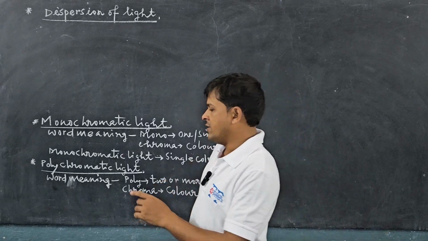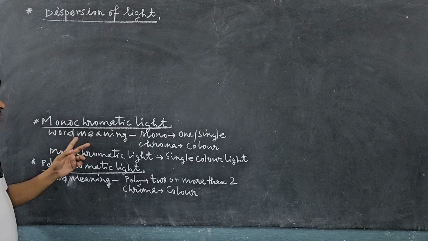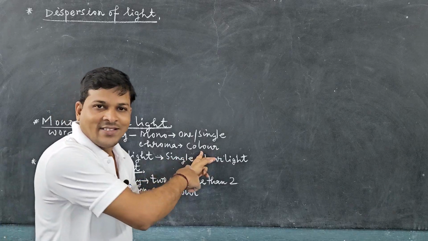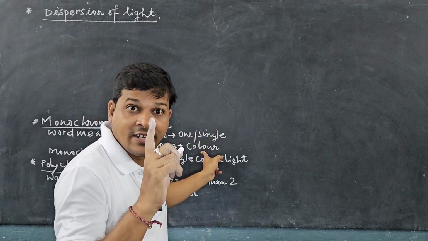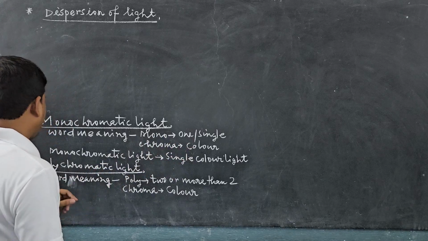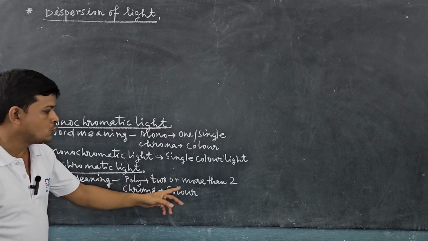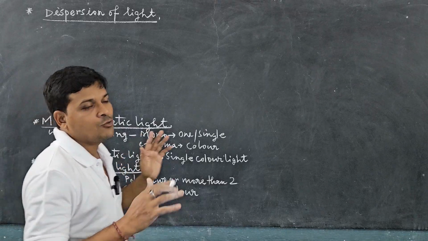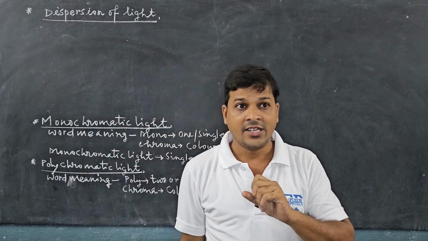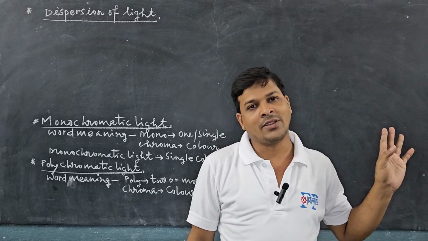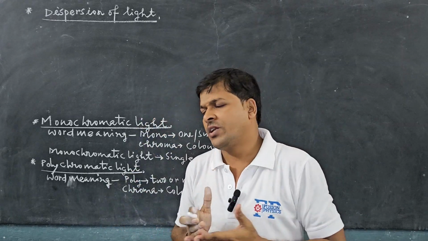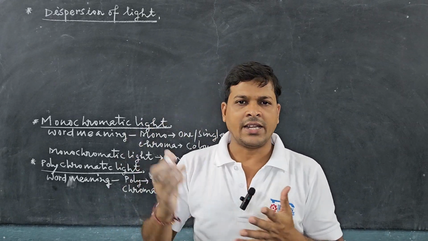Okay, there is a particular word meaning. In monochromatic, mono means one or single, and chroma means color, a Greek word. You learn this in the chapter on heredity, chromosome. So monochromatic light means single color light, and polychromatic light means, similarly, poly means two or more, and chroma means color. So the light having two or more colors is called polychromatic light. One example is white light, illuminated by all the general sources of light in our surroundings. Monochromatic light is illuminated by a particular source. It can be yellow light, red light, blue light, etc.